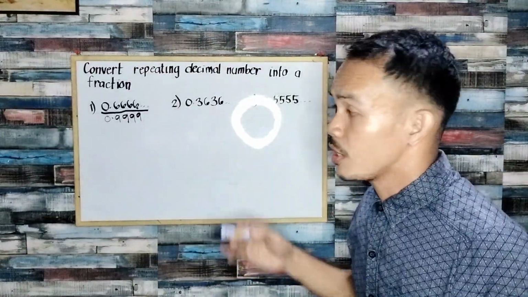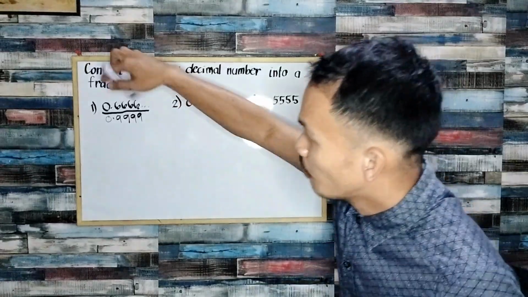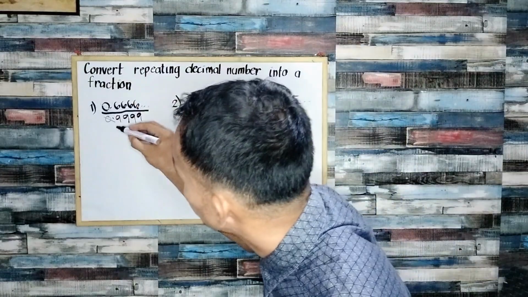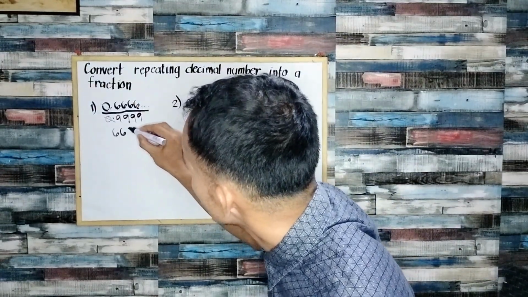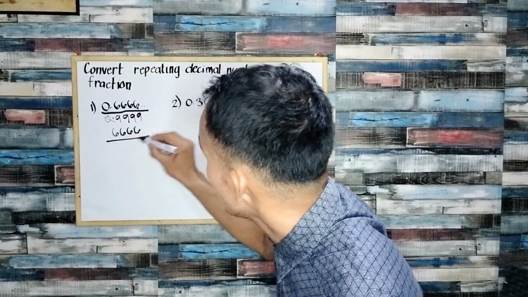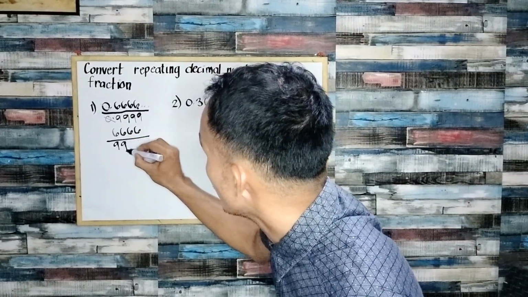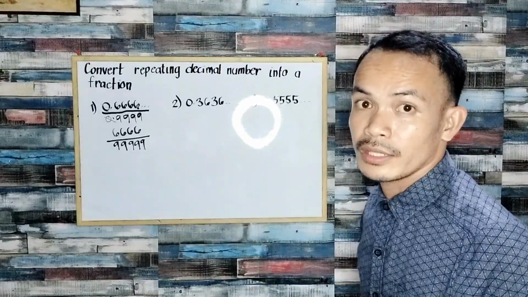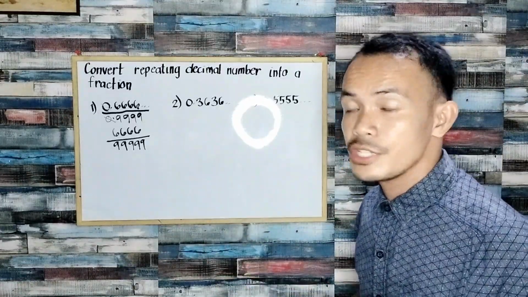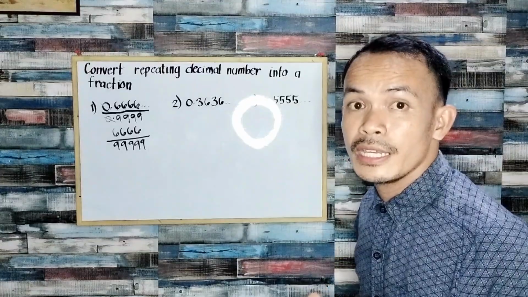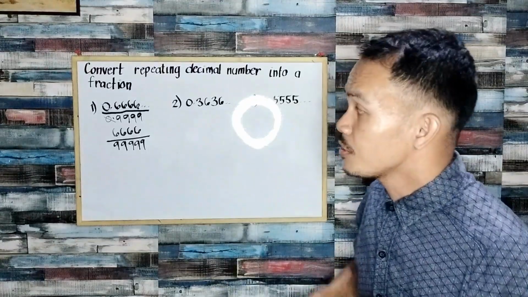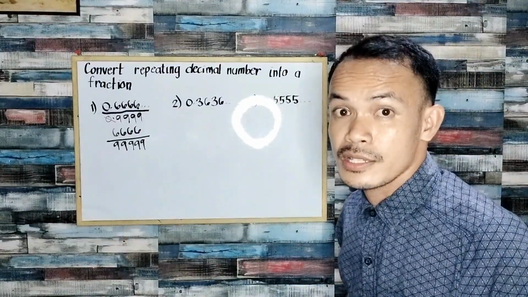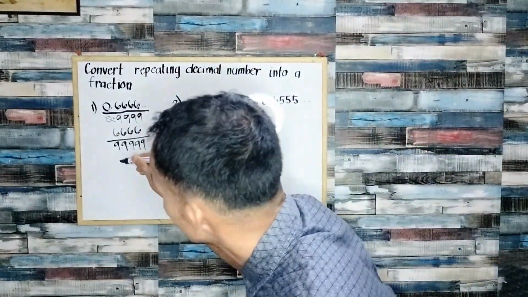We can also change this into a whole number by canceling zeros there. So that would be 6, 6, 6, 6, and then over 9, 9, 9, 9. Alright, actually you can also do that, but there's an easy way. First is you have to identify the repeating digit. As you can see here, the only repeating digit for the example is digit 6. So we're going to use 6.